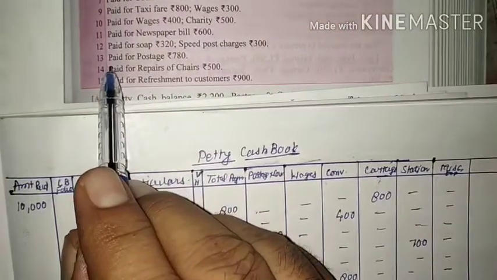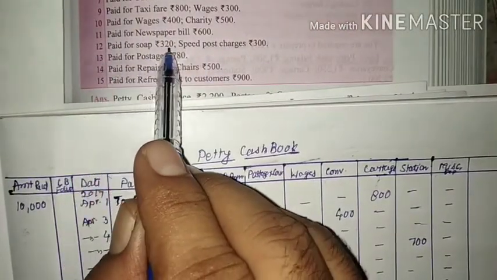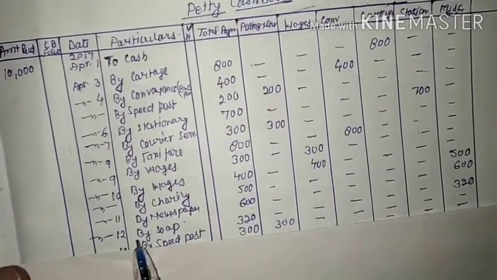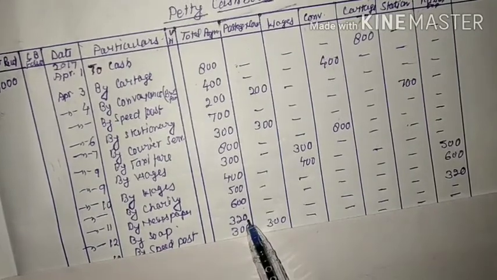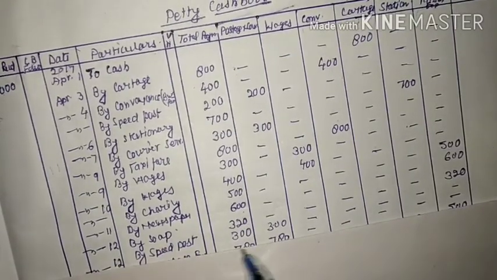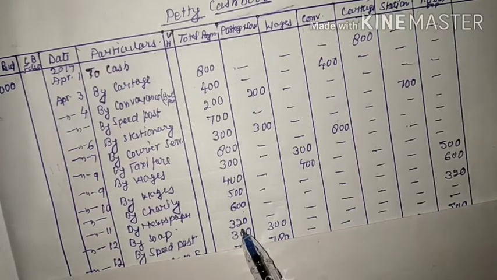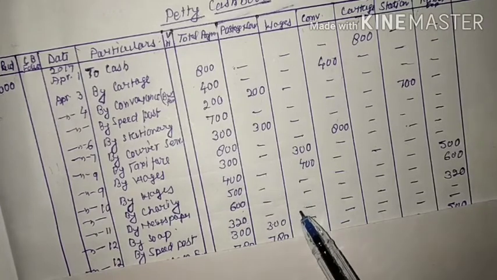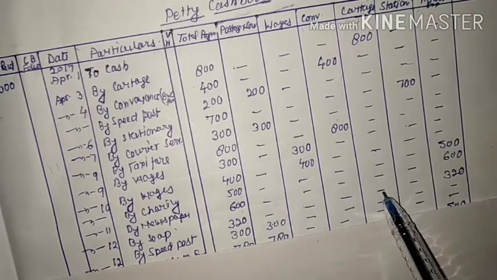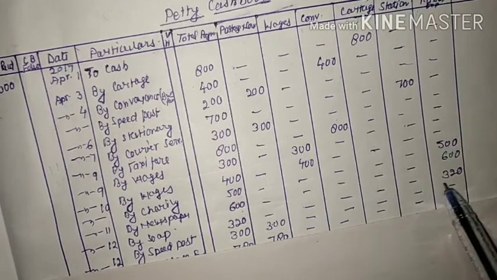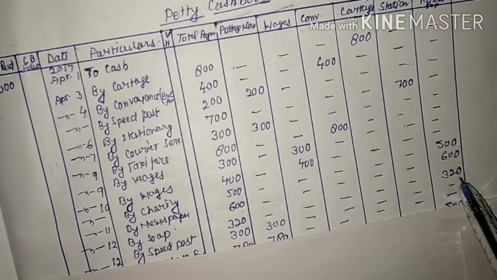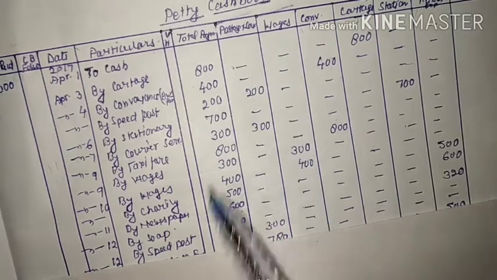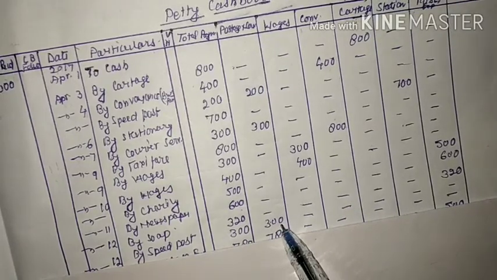Now the next one, the 12th. It says paid for soap 320 and speed post charges 300 on the 12th. On the 12th we spent 320 on soap and 300 rupees on speed post. Soap also cannot be put in postage and courier, not in wages, not in conveyance, not in cartage, and not in stationery. So it will be put in miscellaneous expenses.